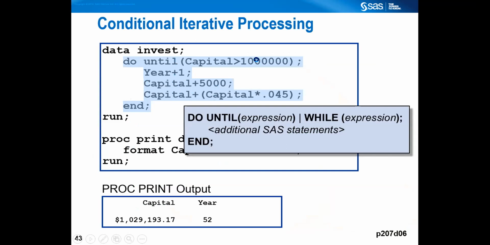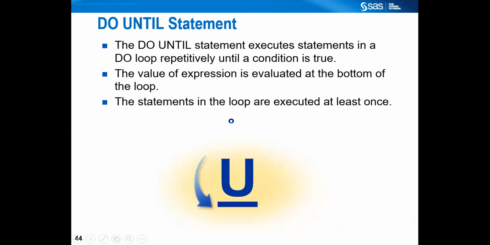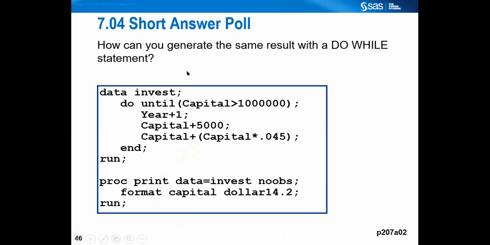Yes. If it's true, enter into your loop. Okay, so like this, your while expression works. The value of the expression is evaluated at the top of the loop. The statement in the loop never executes if the expression is initially false. So at whatever year it finds the capital is now not less than 1 lakh, it will not enter the loop. So this is exactly opposite to how you will write this condition for do while. Okay, so that's how do while works.